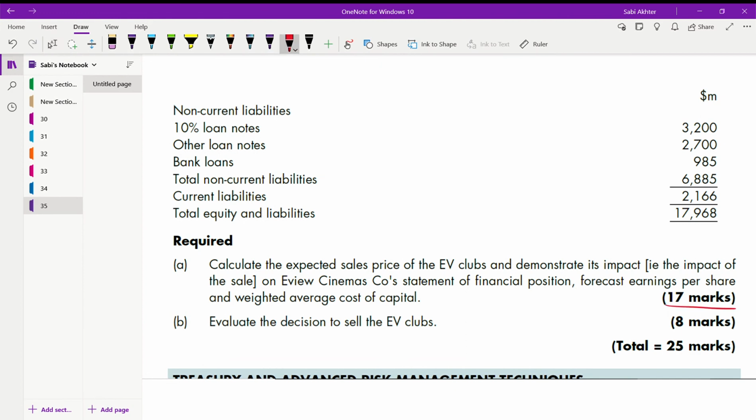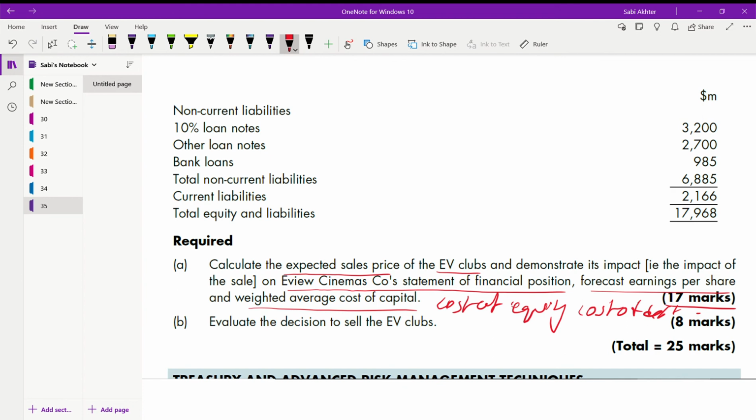17 marks! Calculate the expected sale price of EV clubs. So these are specific questions, where a specific item they are telling you to calculate. And demonstrate the impact of the sale on EV's statement of financial position. So the impact of the sale on their financial position, EPS and WACC. WACC includes cost of equity and cost of debt also, even though they don't ask separately. So there are so many things you have to calculate. That's how the 17 marks are distributed across 4 things: the expected sale price, statement of financial position, EPS, WACC.